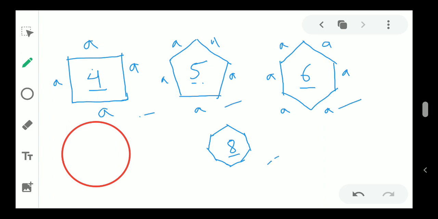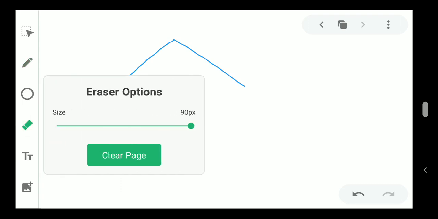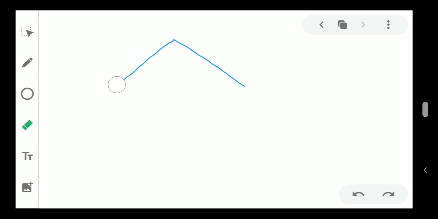Okay, now let us try to find out the area of all of these shapes. Starting with pentagon, we can find out the area of pentagon. Or let us start with hexagon, that will be interesting, I think. So if we talk about hexagon, so this is a hexagon.